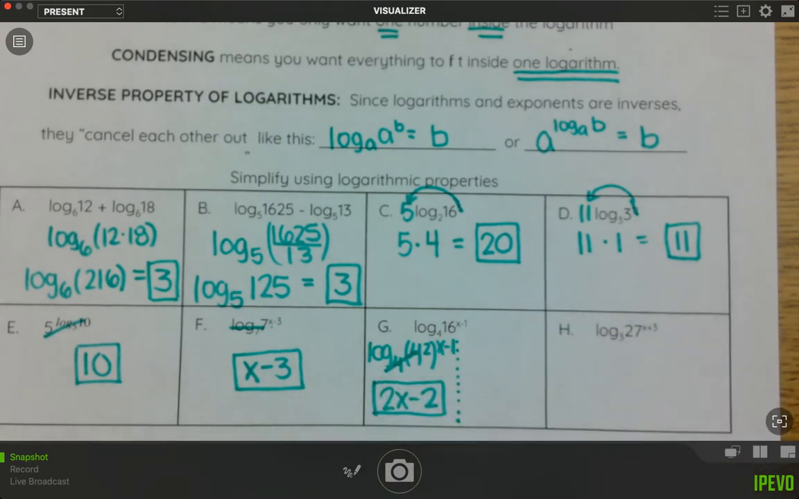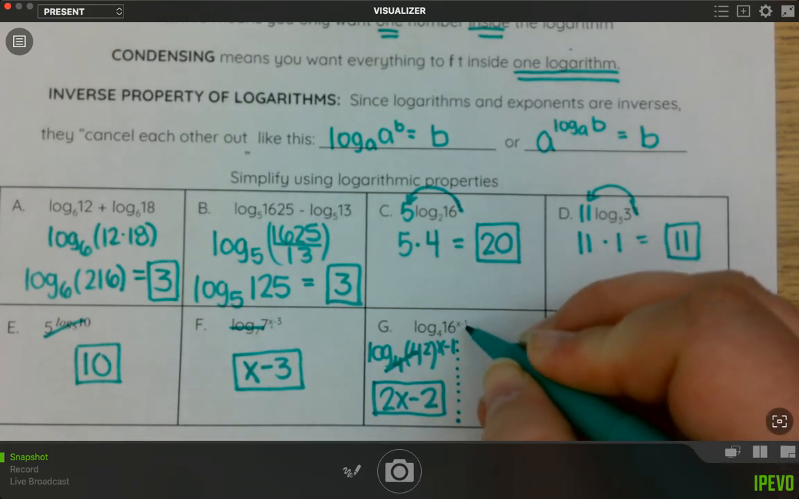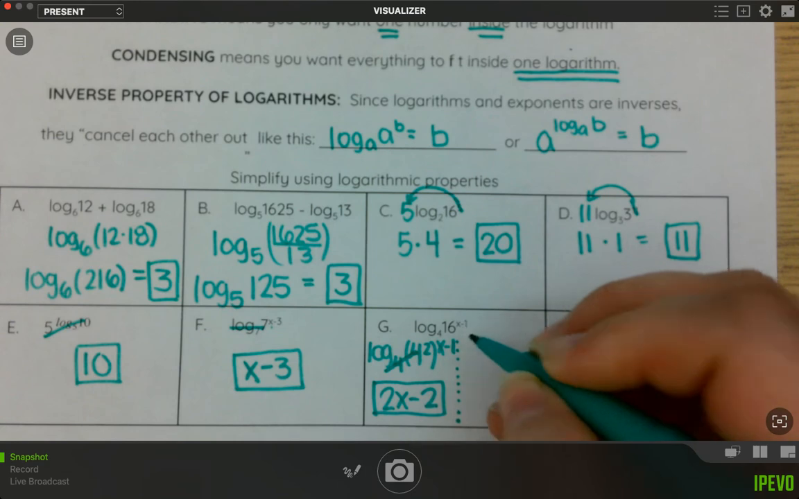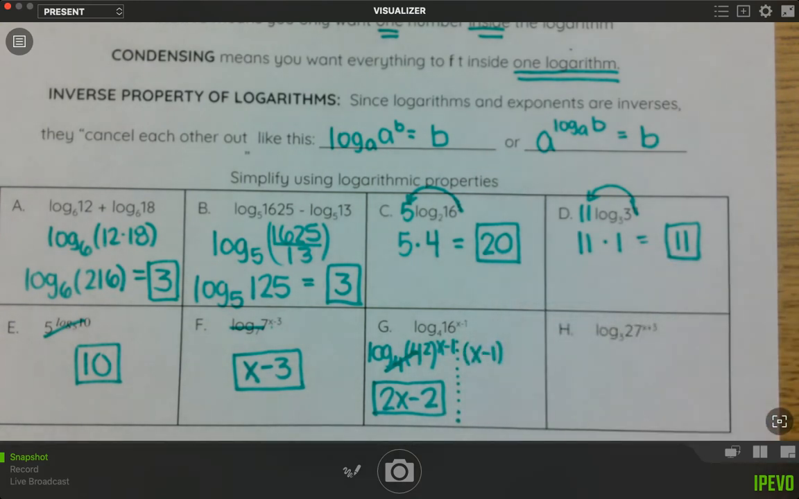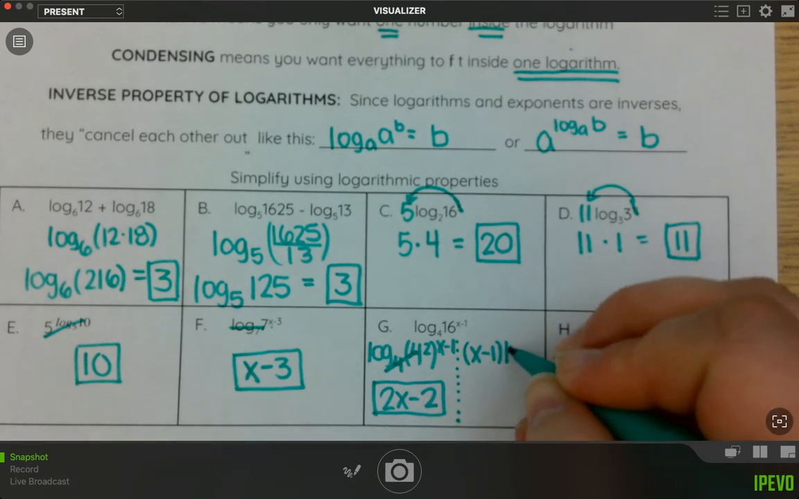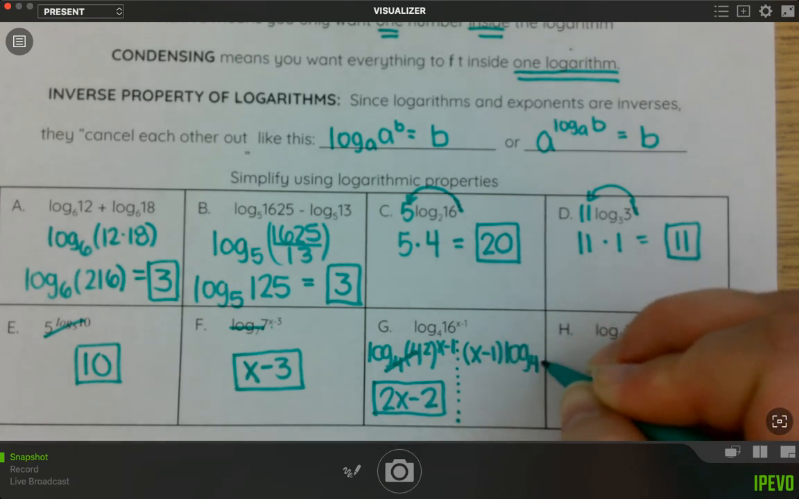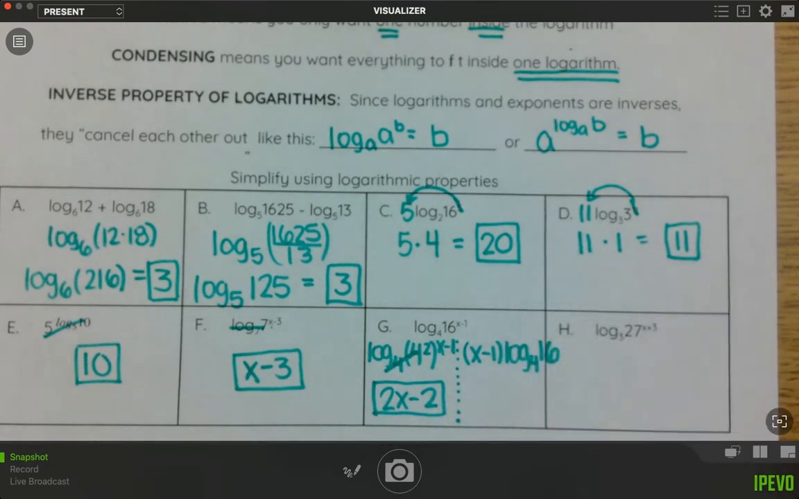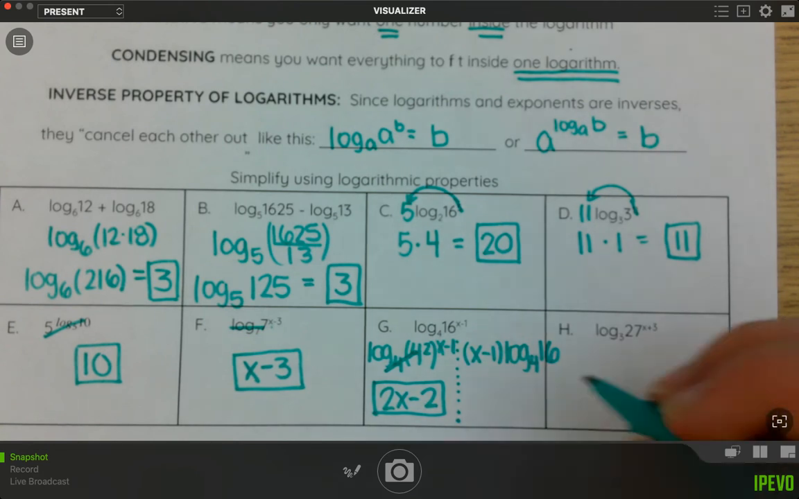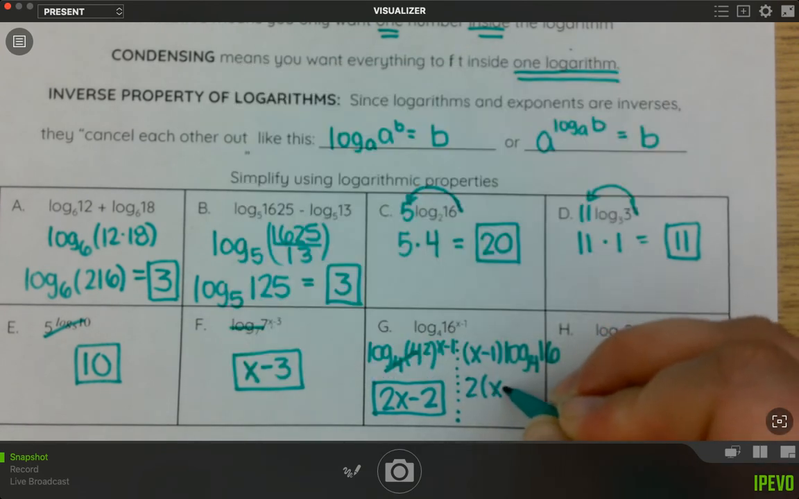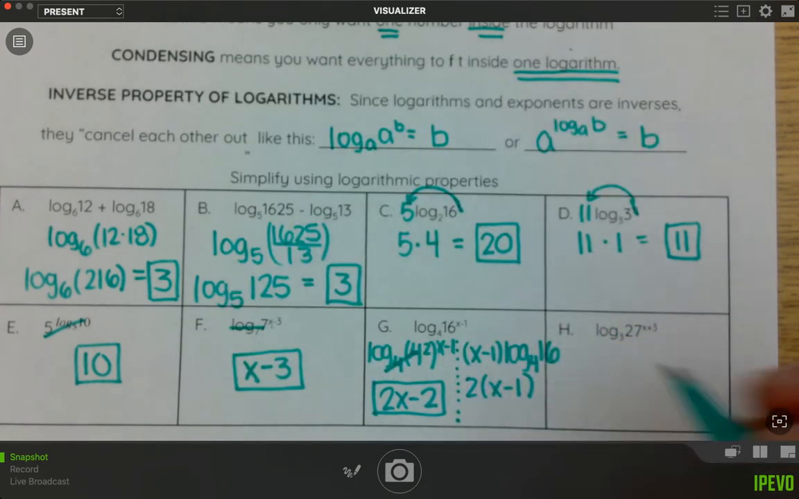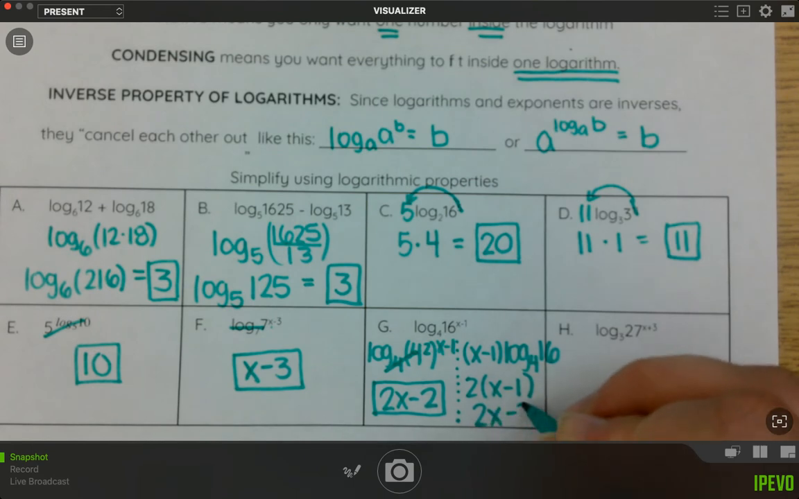Here's a second way of doing it. This way kind of helps people who are freaking out a little bit. This power can just go out front. I know it's a little strange, you have to put it in parentheses, but you can put the x minus 1 in front and then leave the log base 4 of 16. And then, what power of 4 gives you 16? 2. So you get a 2 times that x minus 1, and that's 2x minus 2.